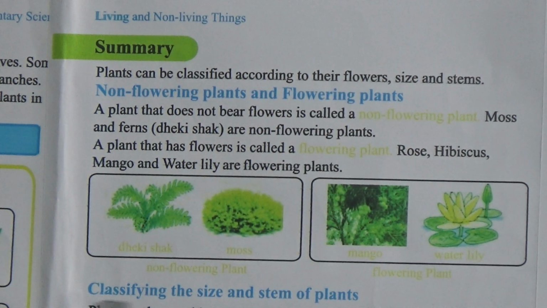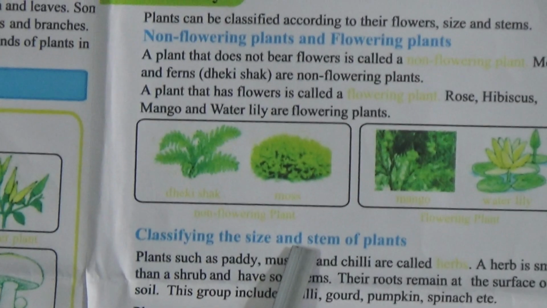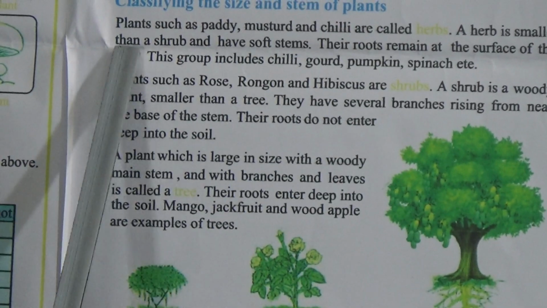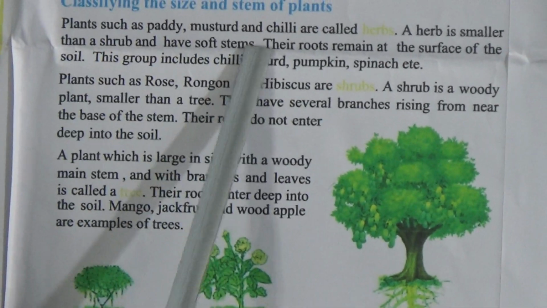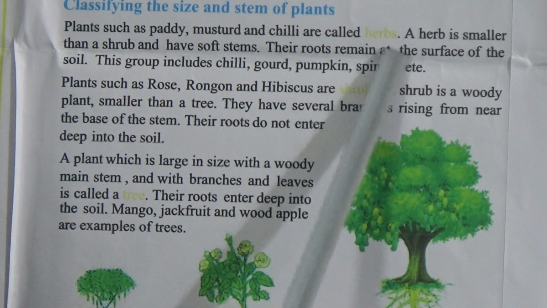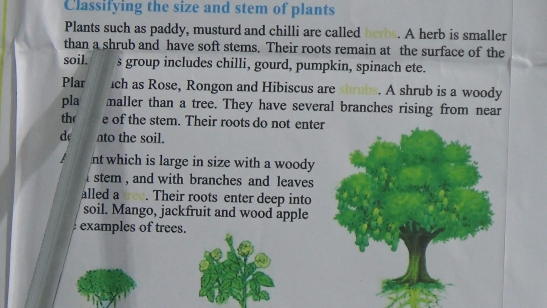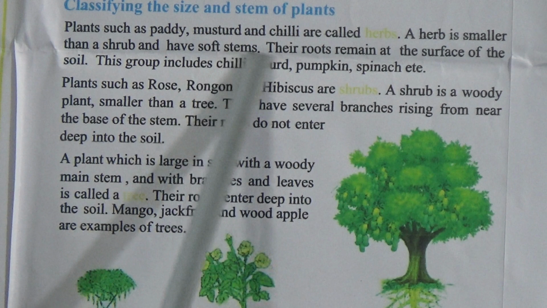Then classifying the size and stem of plants. Plants such as paddy, mustard and chili are called herbs. A herb is smaller than a shrub and has soft stems.